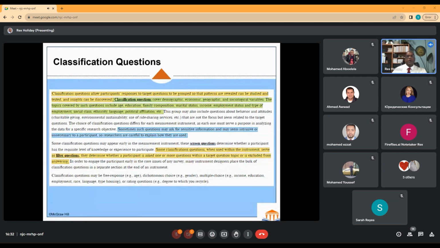So classification questions. Okay, so this is that next category. Classification questions allow participants' responses to target questions to be grouped so that patterns are revealed, can be studied and tested, and insights can be discovered. And we're going to talk about target questions here in a minute.